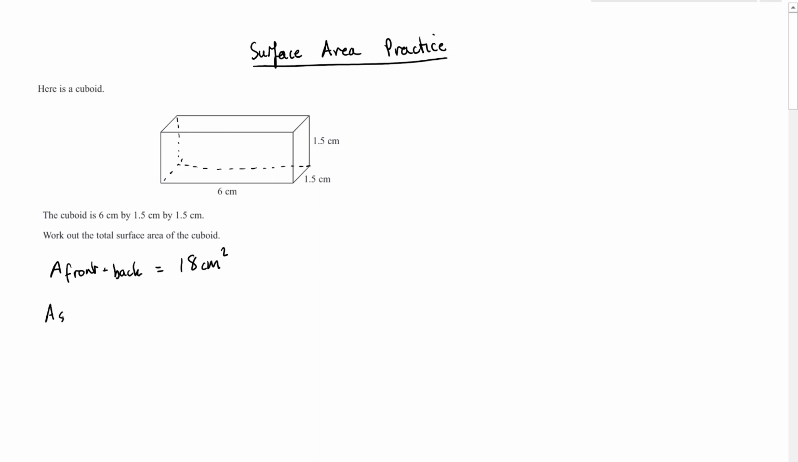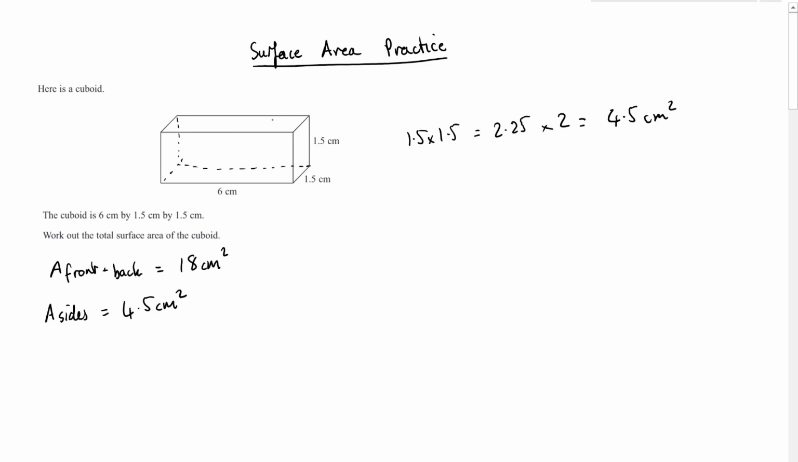Then we get the area of the sides. This side over here is a 1.5 by 1.5 area, and 1.5 by 1.5 is going to give 2.25 centimeters squared. But remember, we have two sides, so this area over here has to be the same as this for it to be a cuboid. And so when we take 1.5 times 1.5 is 2.25, and then we times that by 2 to get both areas, we get 4.5 centimeters squared.